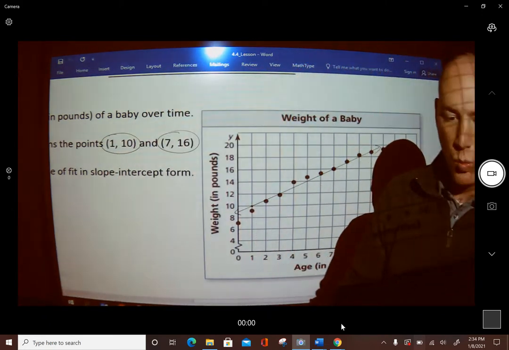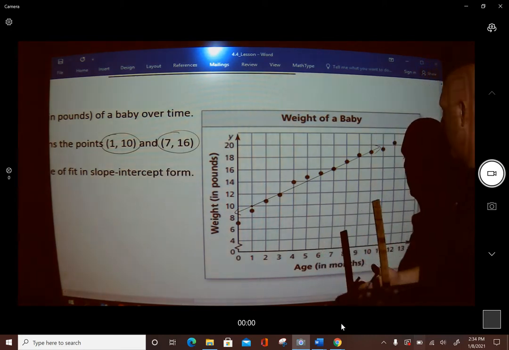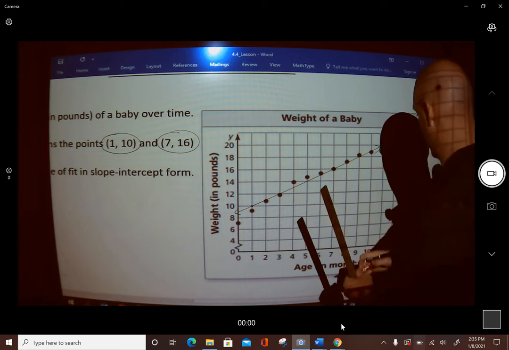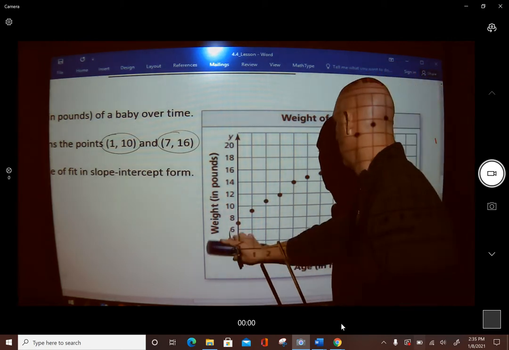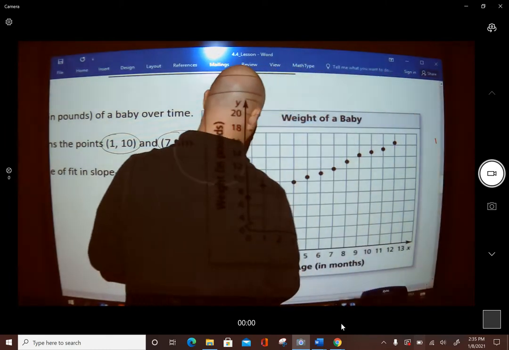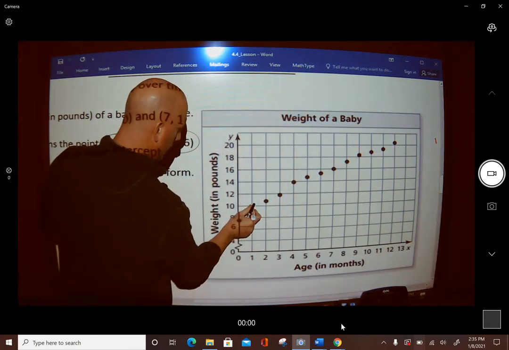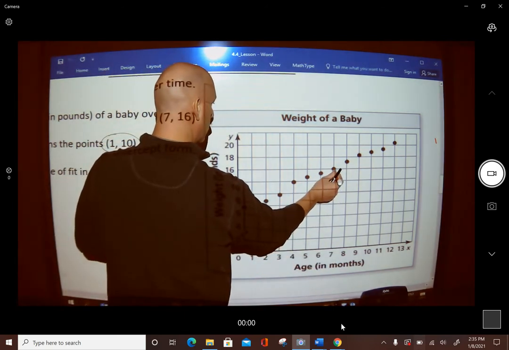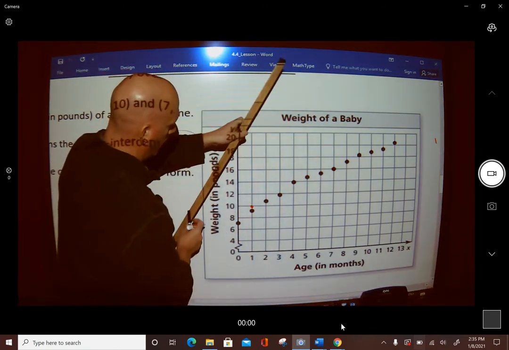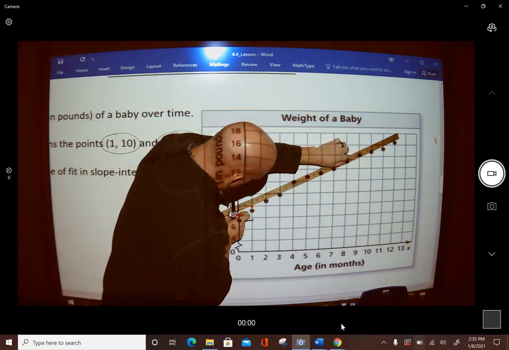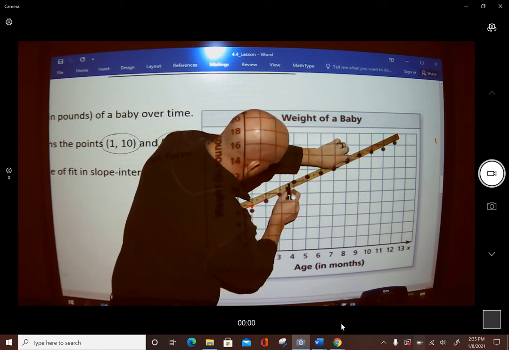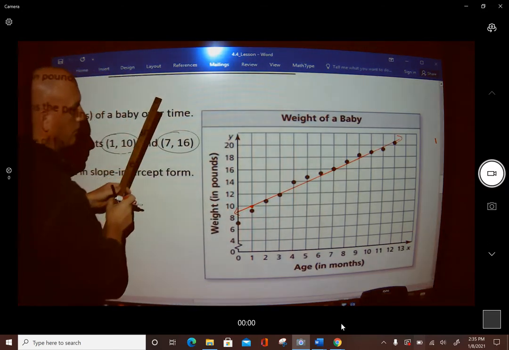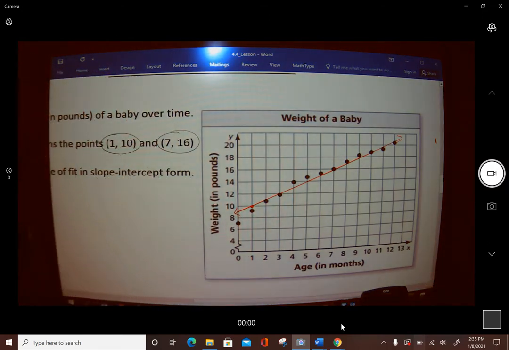Now, I want to write my equation for this line, because that's what's going to allow me to make predictions. I'm actually going to change this to a red line just so it shows up a little better against the backdrop. So I'm going to go back to (1, 10) and (7, 16) and redraw that line for you. All right. Now I think you can see that a little bit better.